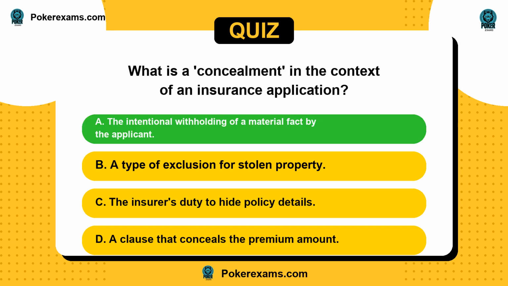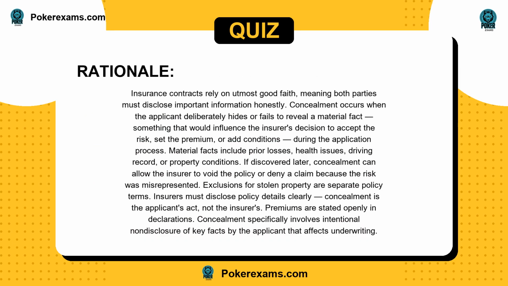The answer is A. Insurance contracts rely on utmost good faith, meaning both parties must disclose important information honestly. Concealment occurs when the applicant deliberately hides or fails to reveal a material fact, something that would influence the insurer's decision to accept the risk, set the premium, or add conditions during the application process. Material facts include prior losses, health issues, driving record, or property conditions.